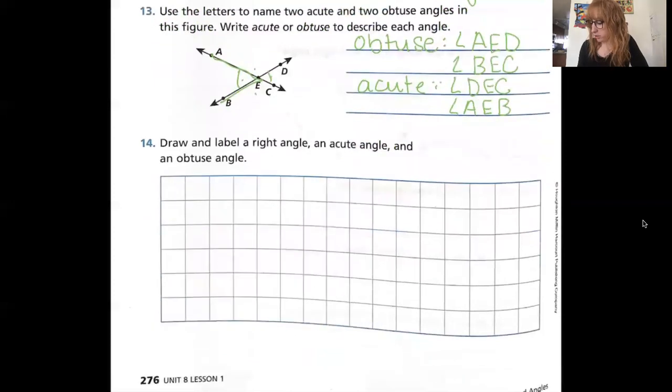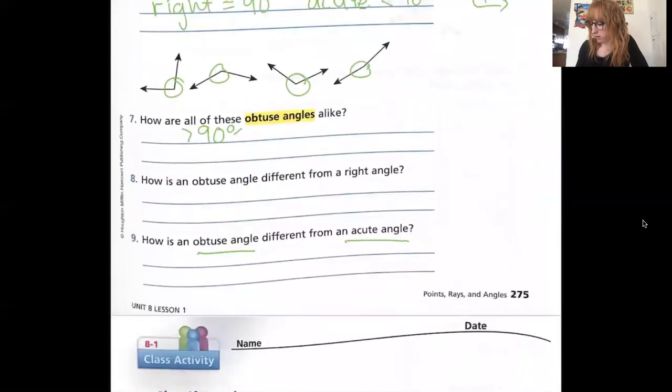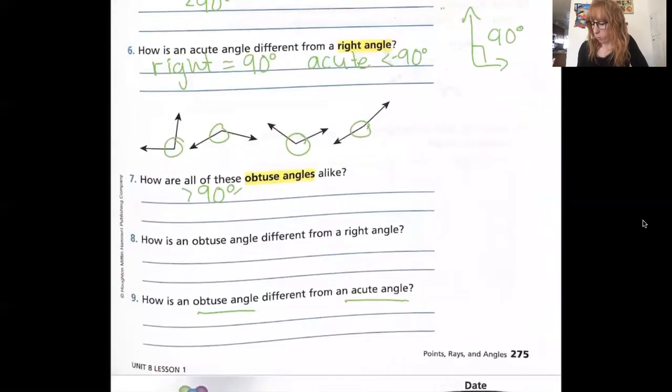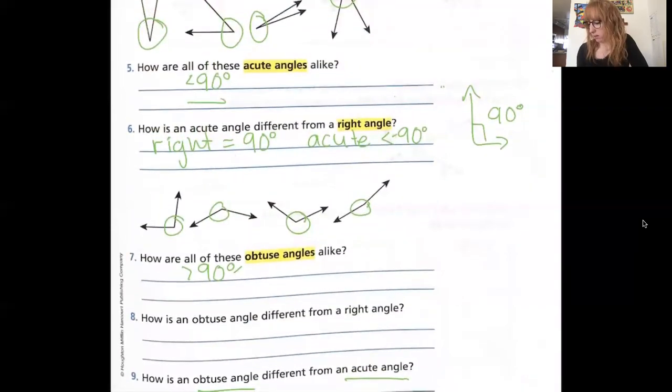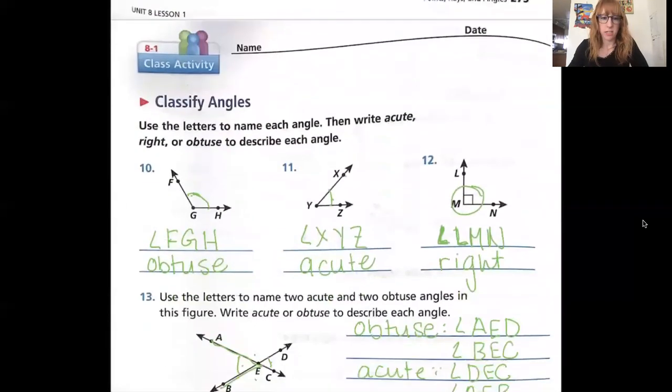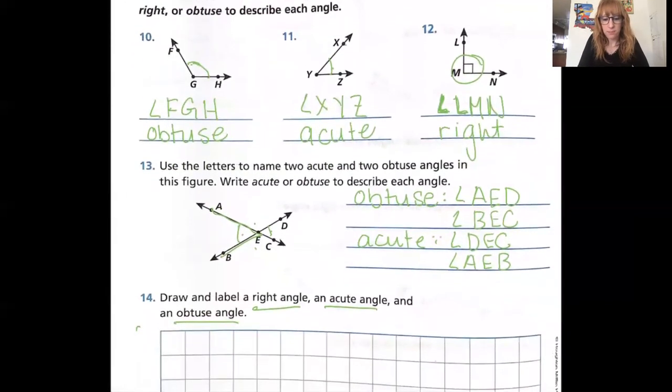Now on your own, you're going to draw and label a right angle, an acute angle, and an obtuse angle, and you're going to use your notes from up here about what makes an obtuse angle, what makes an acute angle, and what makes a right angle. Okay, if you have any questions, make sure that you let me know, and I'll see you soon.